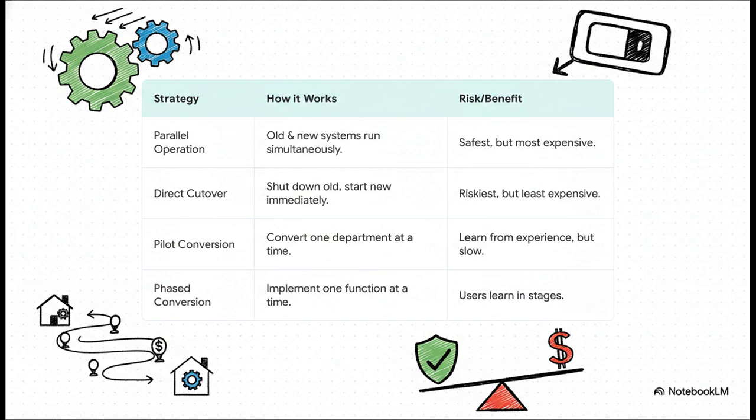On the other end of the spectrum, you could run the old and new systems side by side for a while. That's parallel operation. Imagine paying for car insurance and horse feed for a few months. It's way safer, but it's also by far the most expensive option. Every strategy here has a serious trade-off.